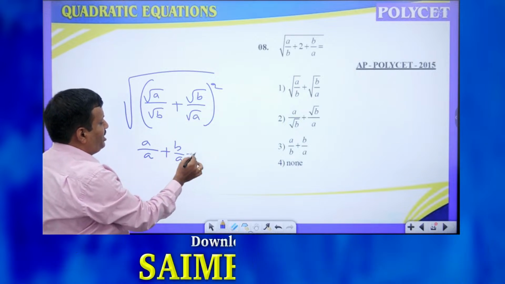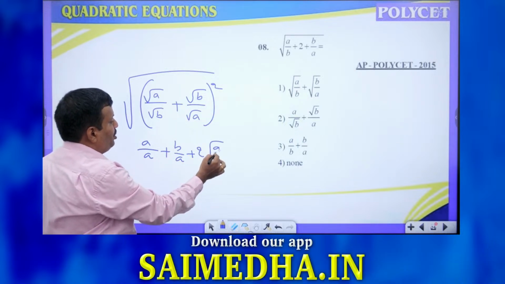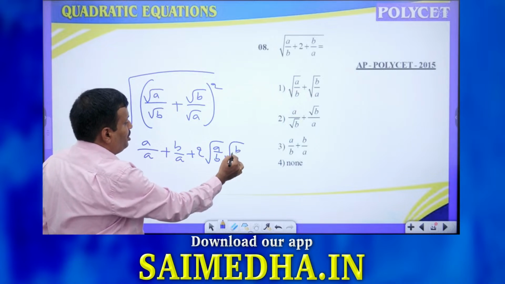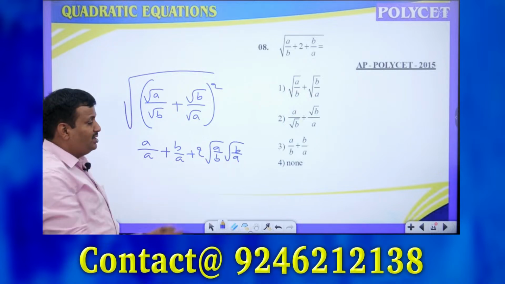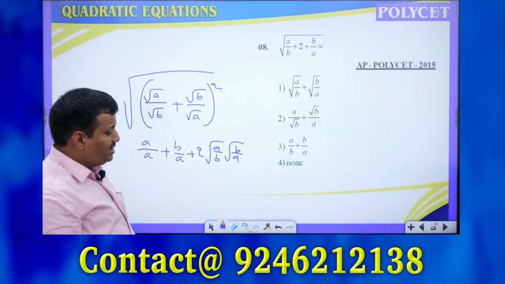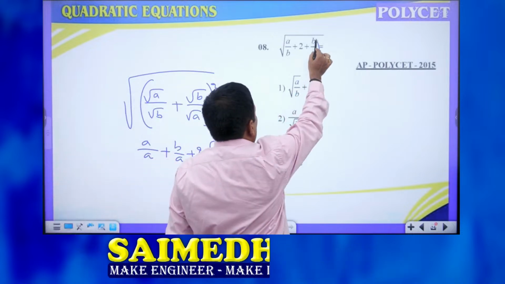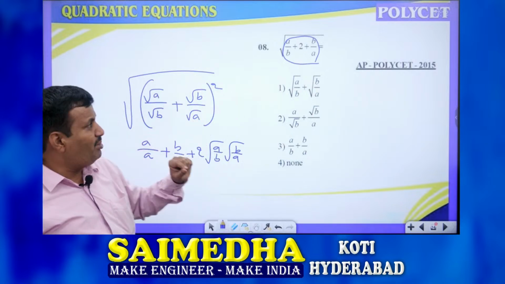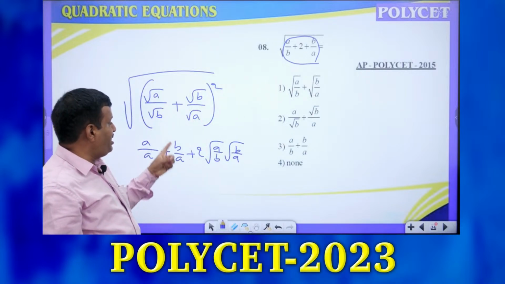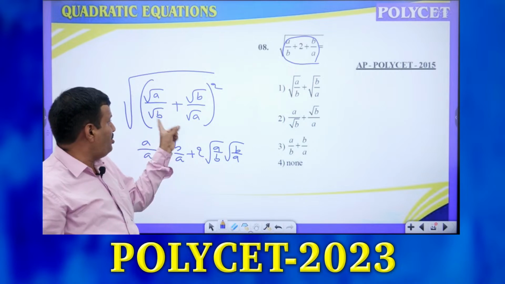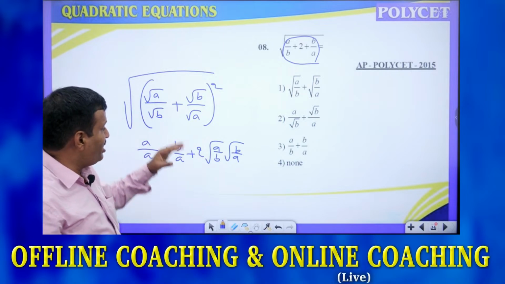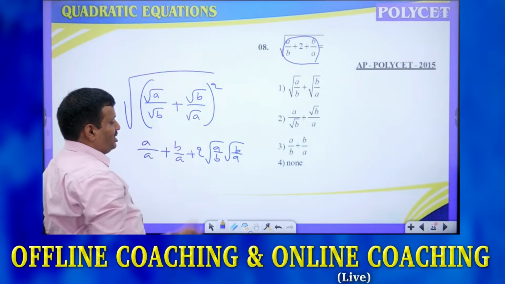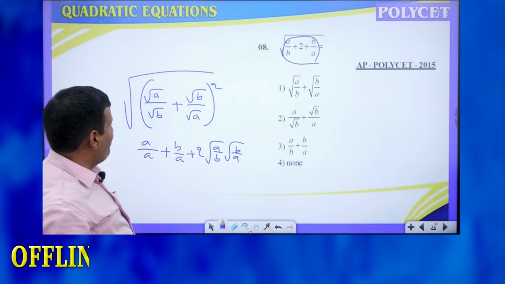Plus 2 into root a by b into root b by a. Both are cancelled. Plus 2 you will get. That means the term under the square root, a by b plus 2 plus b by a, we are writing as (root a by root b plus root b by root a) whole square. These two are cancelled. Both square root and square will be cancelled.